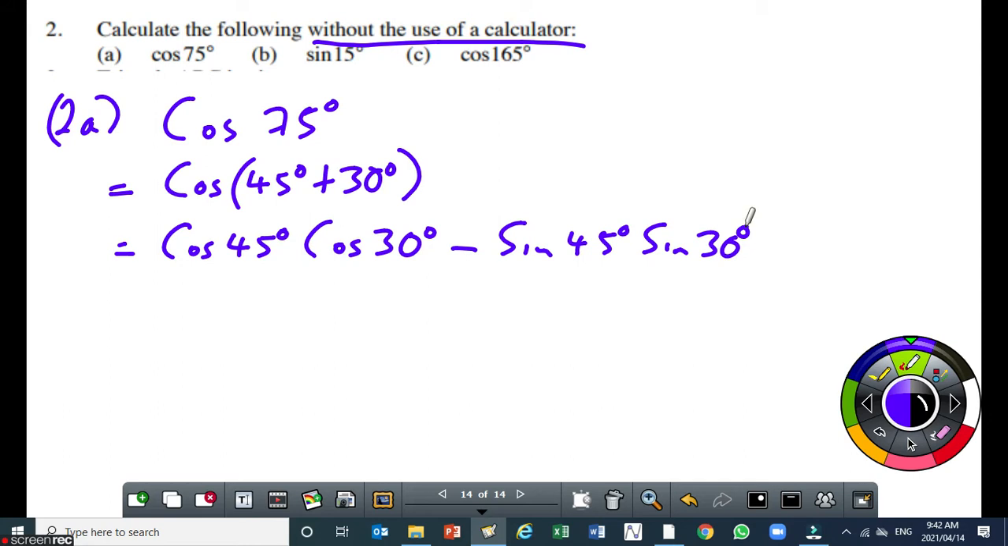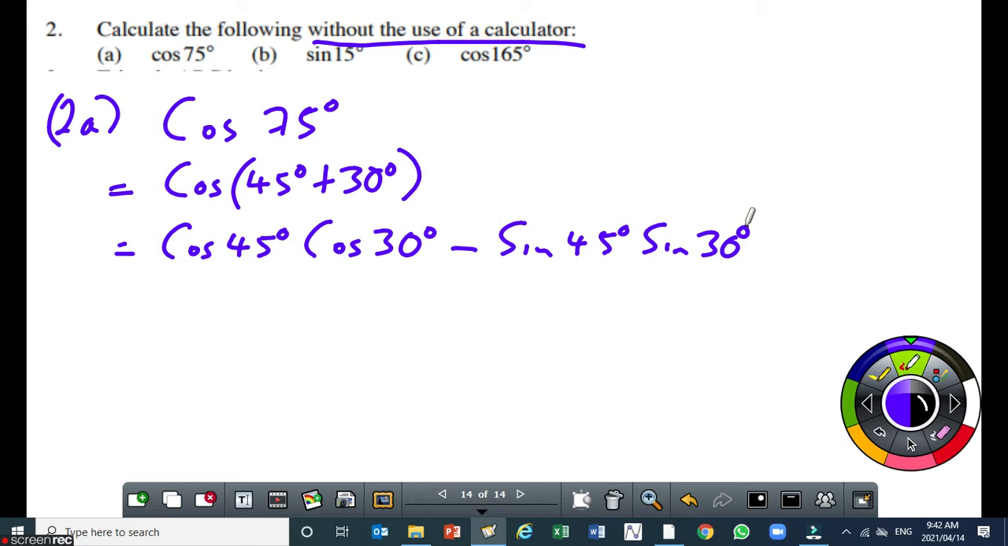Cos 90 minus what? Not minus 20, but minus 15 degrees. 15 degrees is not a special angle. 75 plus 25 will give you 100. 90 minus 75 gives you 15 degrees. 15 degrees is not a special angle.